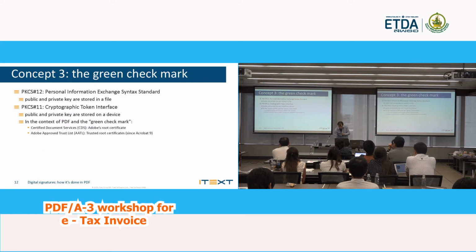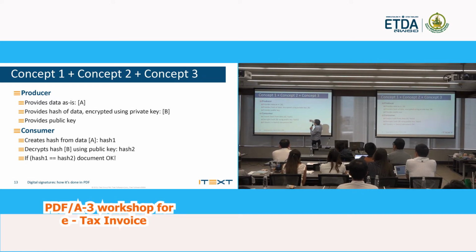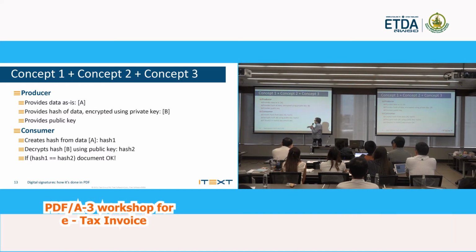And if we now combine all of this, we have the concept of digital signatures. The producer of a document provides the data as is, let's say A, provides a hash of the data, encrypted using a private key, let's say B, and provides the public key. Someone who receives these 3 things, the data, the encrypted hash, and the public key, can create a hash from the data, hash 1, can decrypt the hash B using the public key, hash 2, and if hash 1 equals hash 2, then the document is okay, and then the signature is valid.